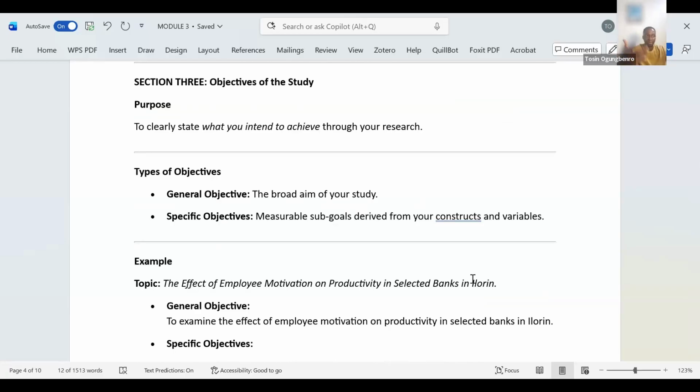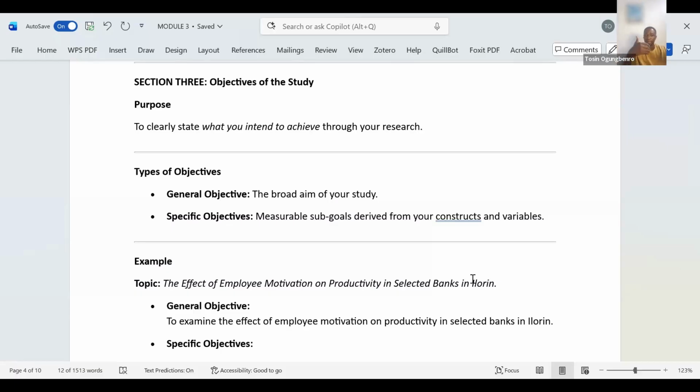It's more like you are paraphrasing your topic. That is the aim of the study. Then the specific objective is you breaking down your aim into measurable goals.